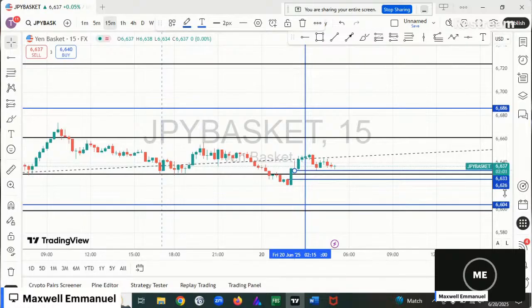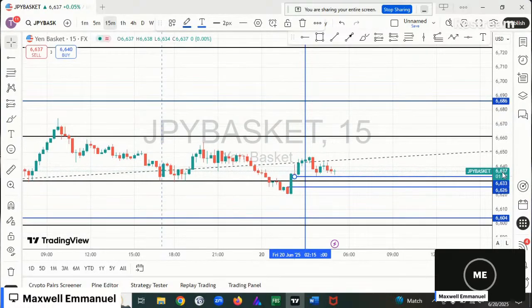So it means that on yen pairs, we'll be looking for sales: GBP JPY, CAD JPY, CHF JPY. Patiently wait for price to fill this fair value gap before you buy yen. That's my take on yen.